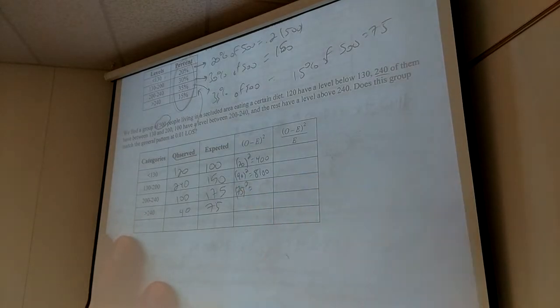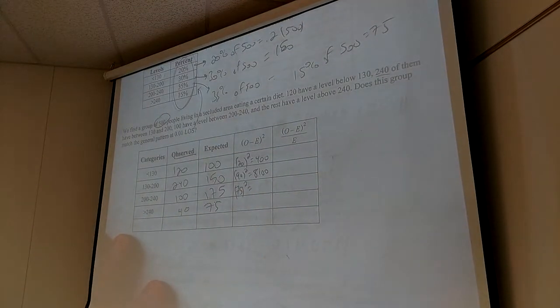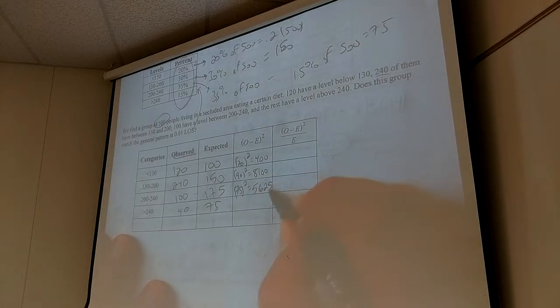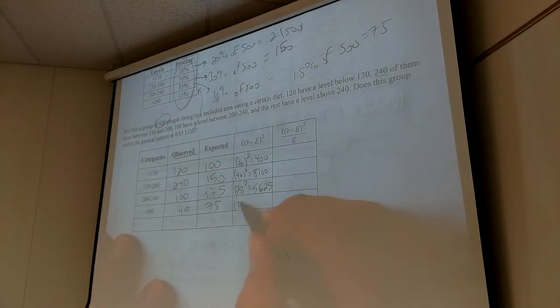Oh, I don't know what 75 squared is. Thank you. 100 divided by 4 is 1, 2, 2, 5, 12, 25.